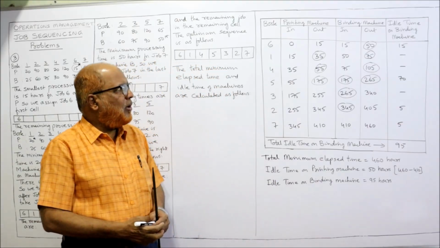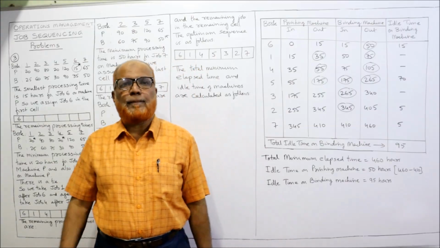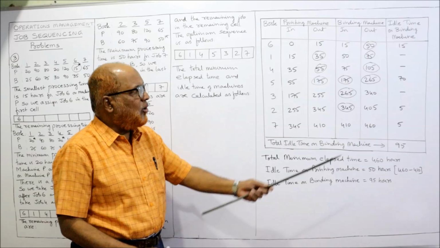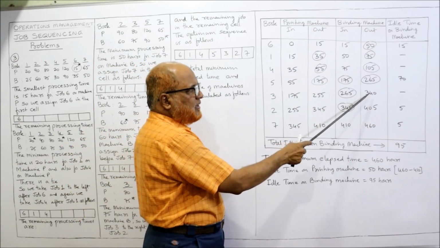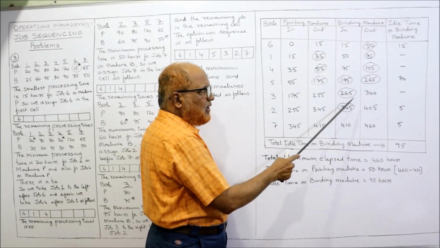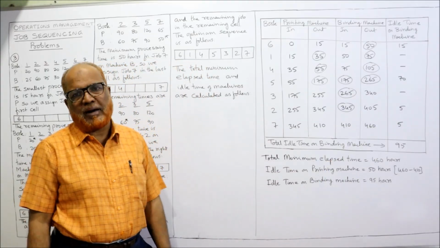Second job on binding machine. Second job binding machine 60. Add up 60. 345 plus 60, 405. So here actually the previous job was completed at 340 days, but the new job was started at 345. So 345 minus 340, 5 days is the idle time for binding.